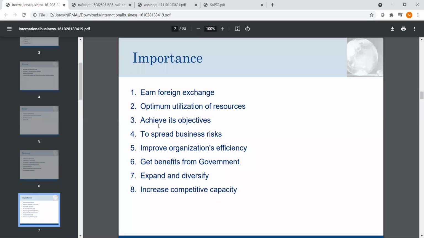Importance, which may also be seen as advantages: foreign exchange, optimum utilization of resources, achieving its objectives, spreading the business risk, improving organizational efficiency, getting benefits from the government, expanding and diversifying, and increasing competitive capacity.